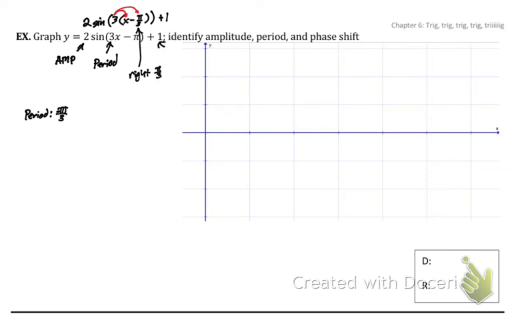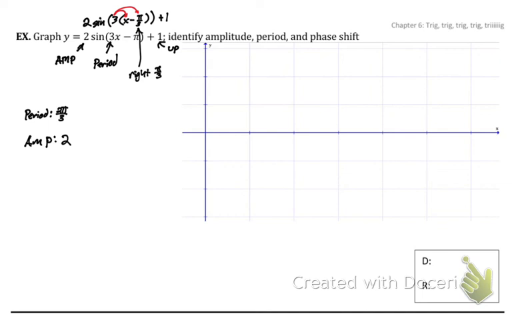And then we're going to go up. So we said the period is 2 pi over 3. The amplitude is 2. Can amplitude ever be negative 2? No, cool. And then the period, I already did that. What else did I ask for? Phase shift, that's left or right. I already said it's right pi over 3. I don't need to rewrite that.